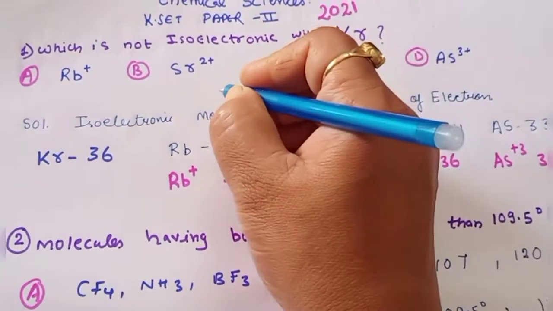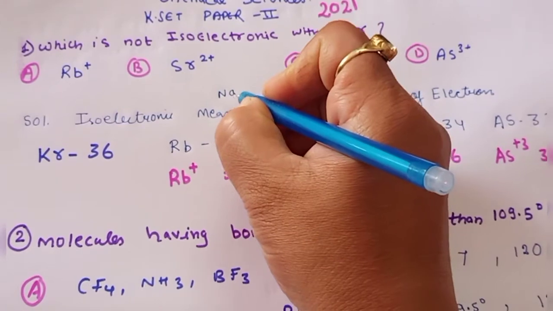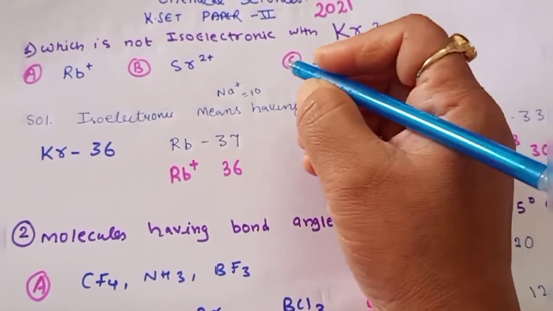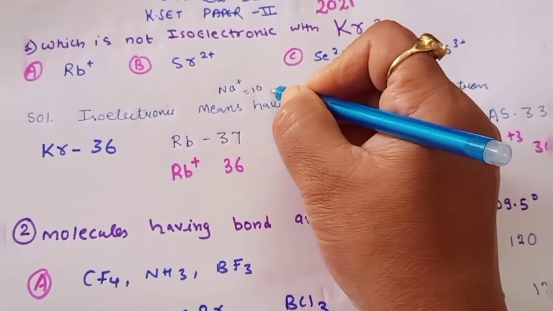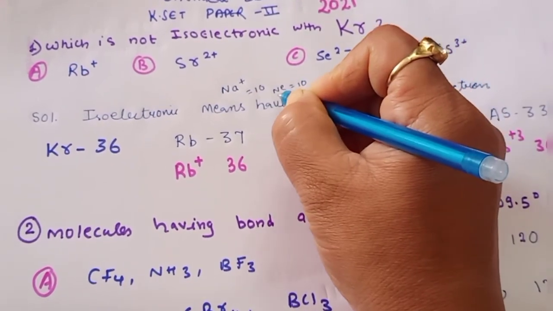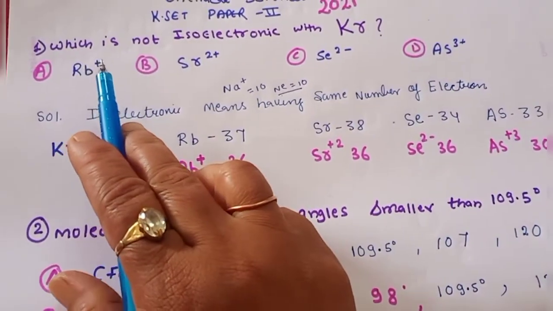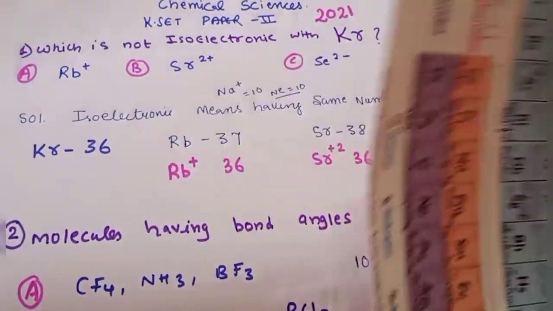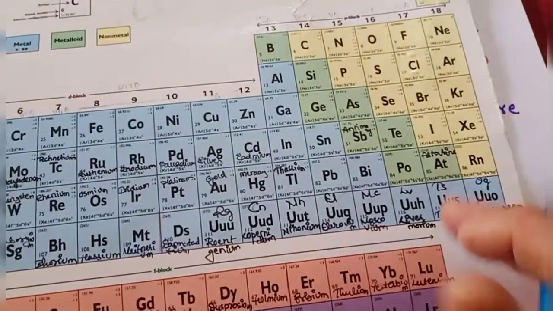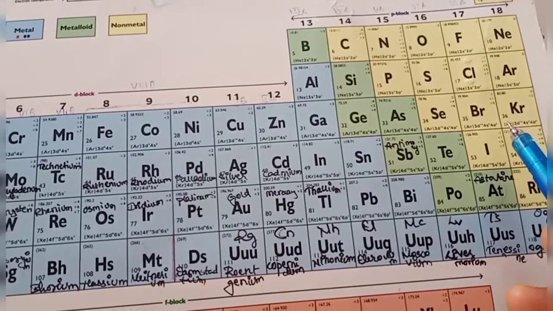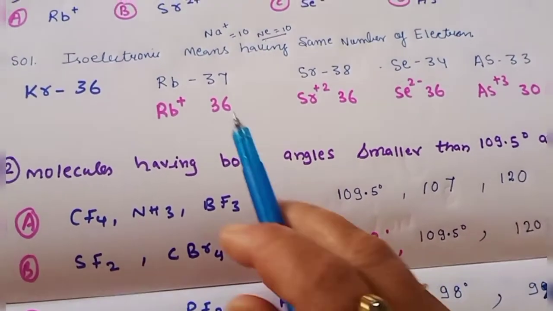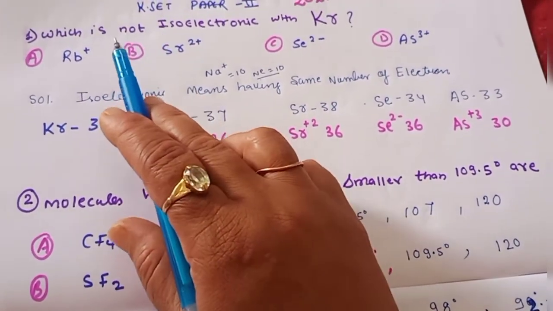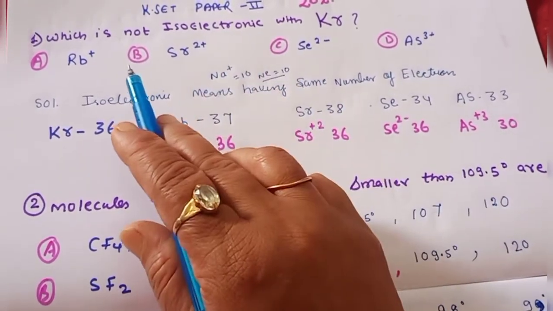For example, sodium has atomic number 11, and if it carries a plus charge, it has 10 electrons, which equals neon, whose atomic number is 10. So these two species are isoelectronic. We have to identify which is not isoelectronic with krypton. The atomic number of krypton is 36, so we have to find which species do not have 36 electrons.